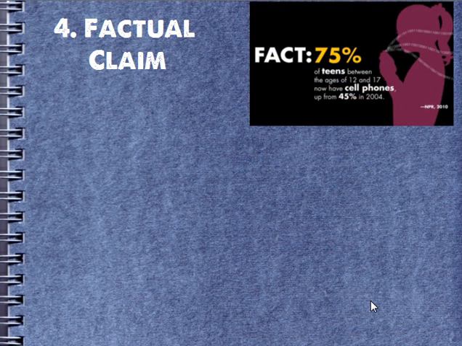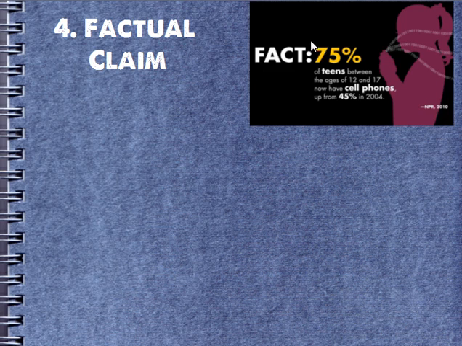Factual claim. The first thing you should notice about this word is that you know a word in it already, and that is fact. You should know what a fact is. Let's take a look. Fact: 75% of teens between the ages of 12 and 17 now have cell phones, up from 45% in 2004. And in the little corner I see the letters NPR 2010.